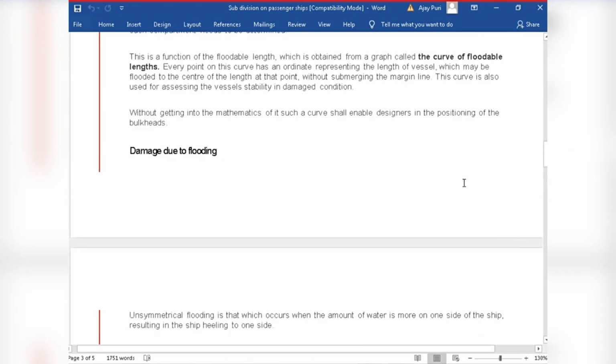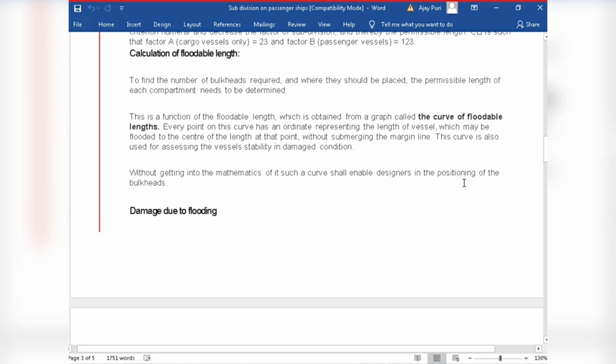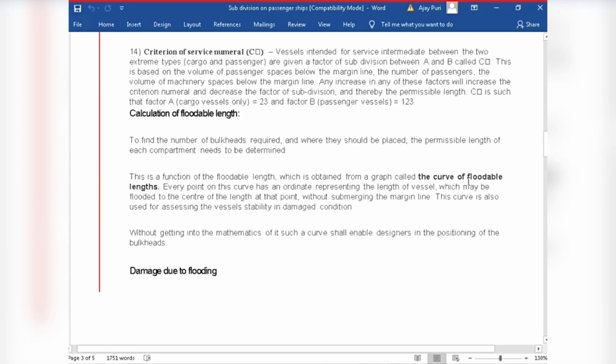Damage conditions we have done, we'll do it again. There is a curve known as the curve of floodable lengths. This normally is not asked in your exams. It can be asked in the orals, what is this curve of floodable lengths. Now, how do you find the number of bulkheads? That is where they should be placed. The permissible length of each compartment has to be determined. Permissible length is floodable length into factor of subdivision. So you have the number of bulkheads from that.